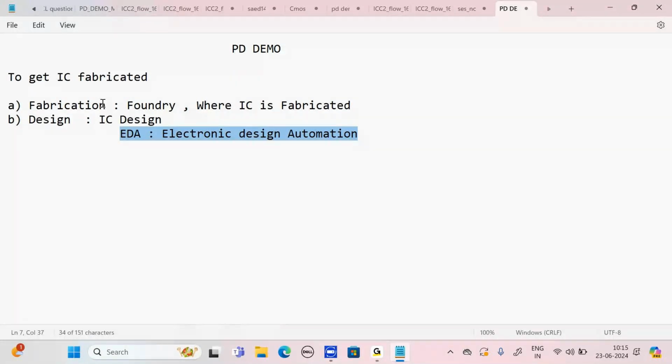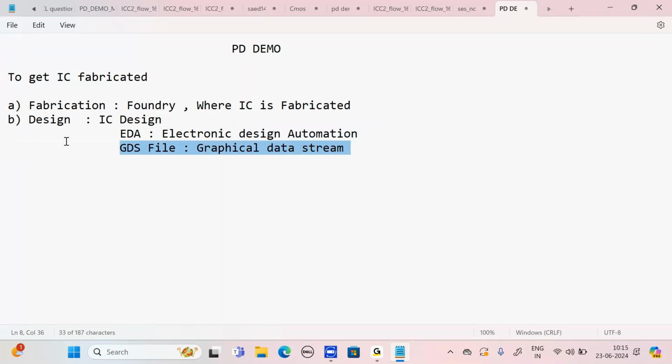The design team is going to give a GDS file. What is GDS? Full form: Graphical Data Stream. So we are going to give this GDS file to the foundry, and the foundry is going to fabricate the IC for us.